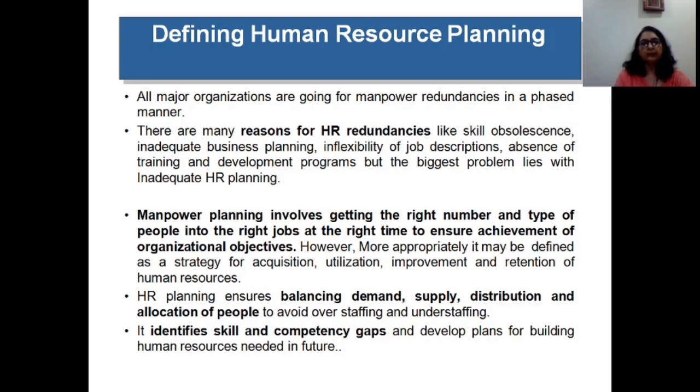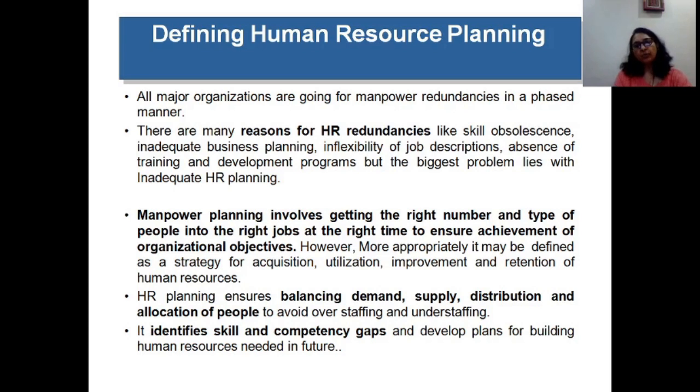Now, there are many reasons for HR redundancies, like knowledge and skill becoming obsolete over a period of time, then inadequate business plans which lead to the problem of overstaffing and understaffing, then inflexible job descriptions, that is, if the job descriptions are defined very narrowly, then there is the problem of lateral transfer. The employees cannot be relocated to other jobs. Then there is absence of training and development programs.